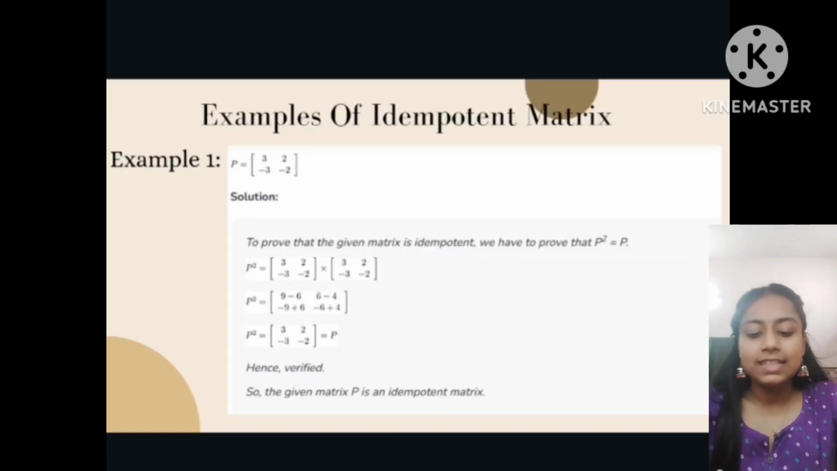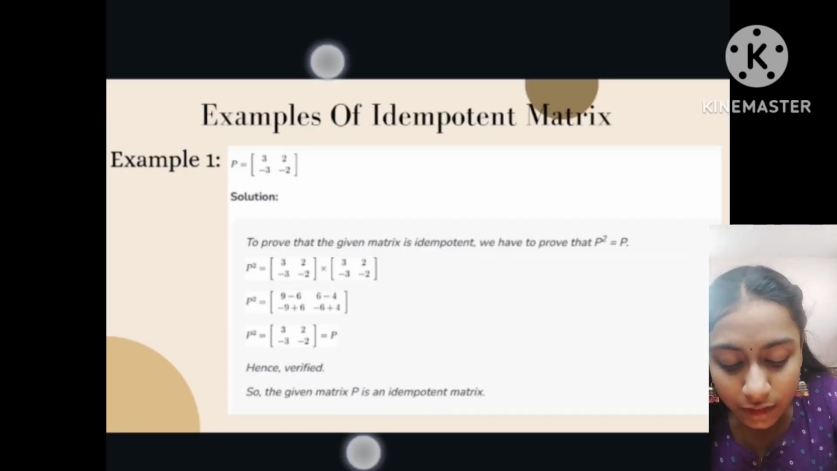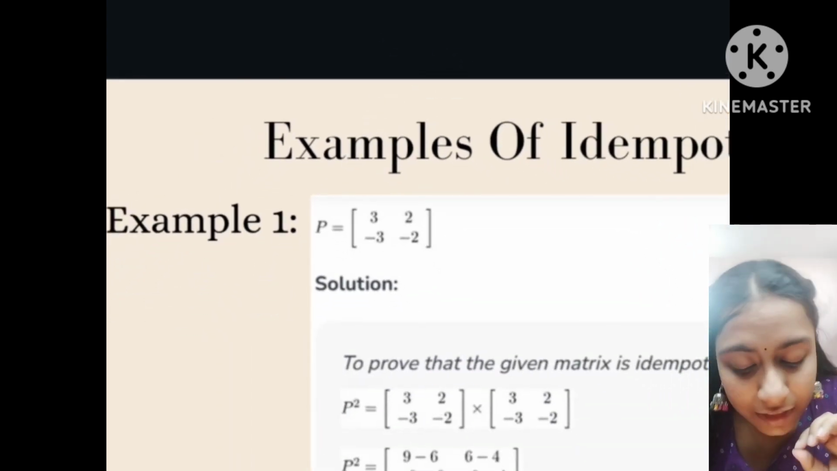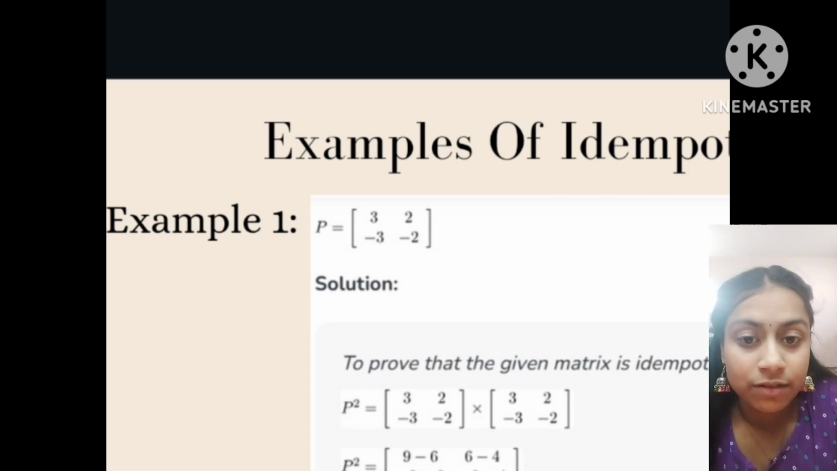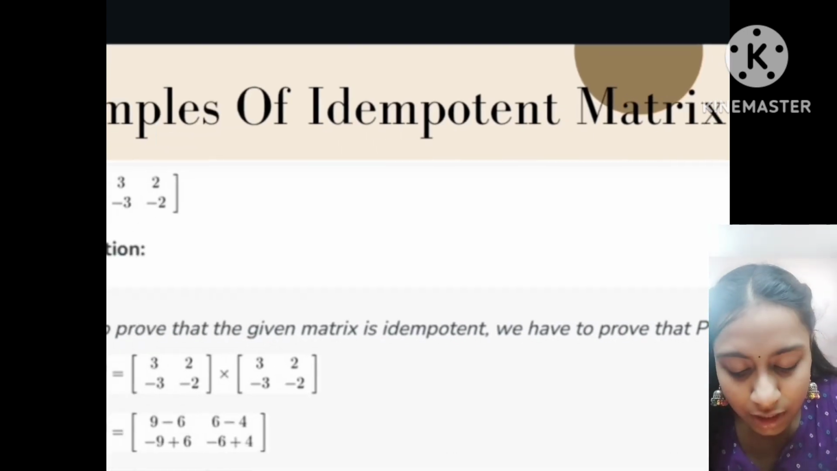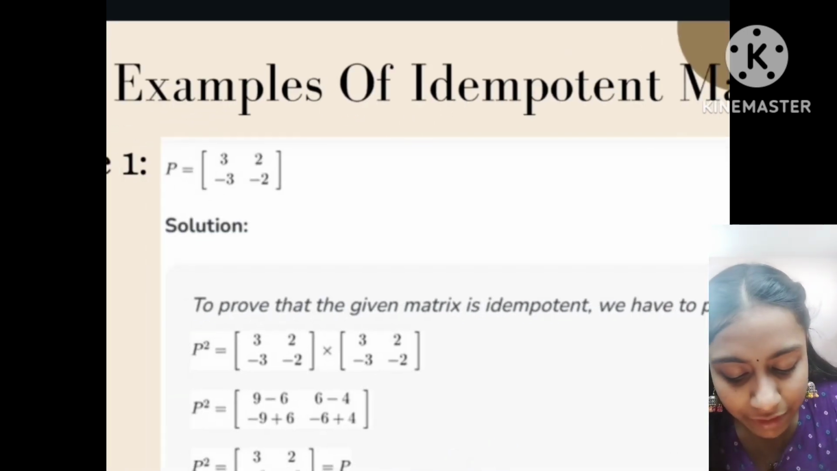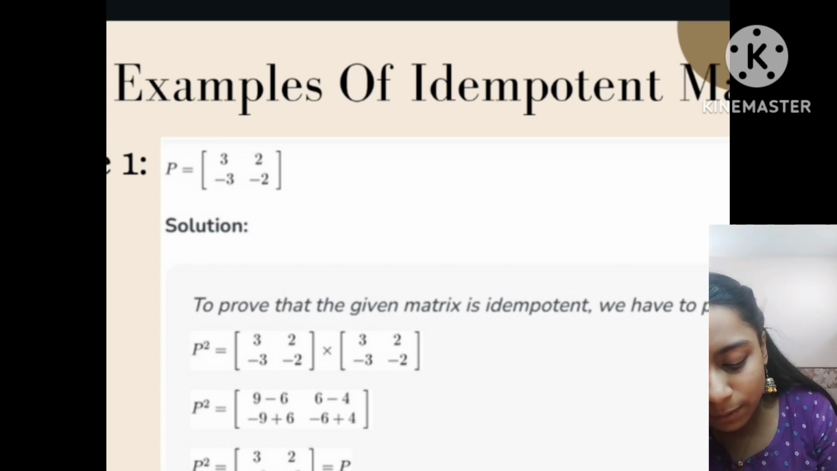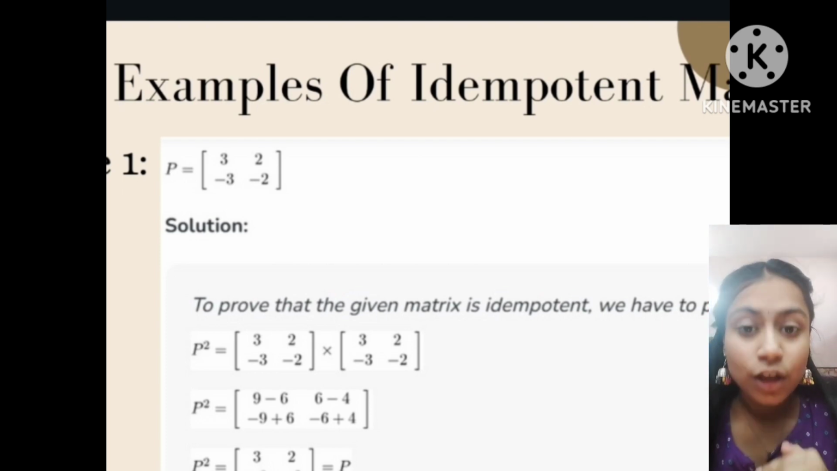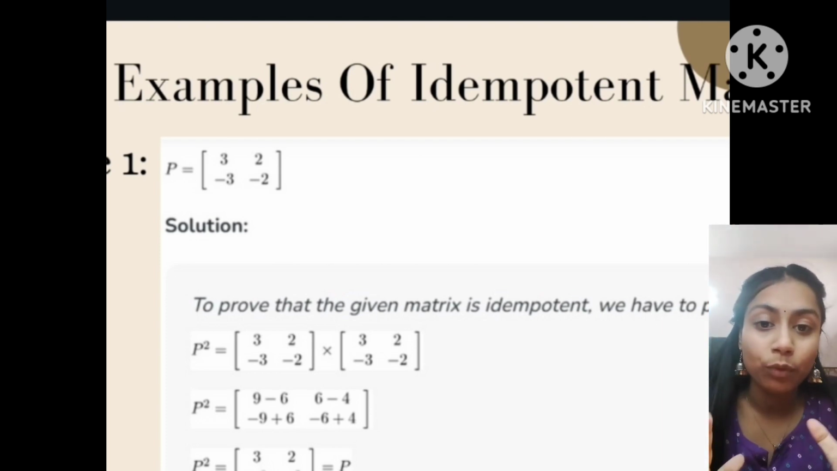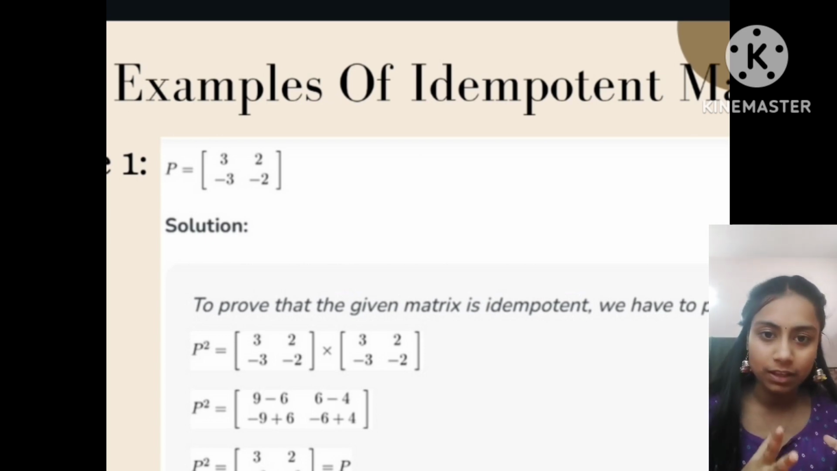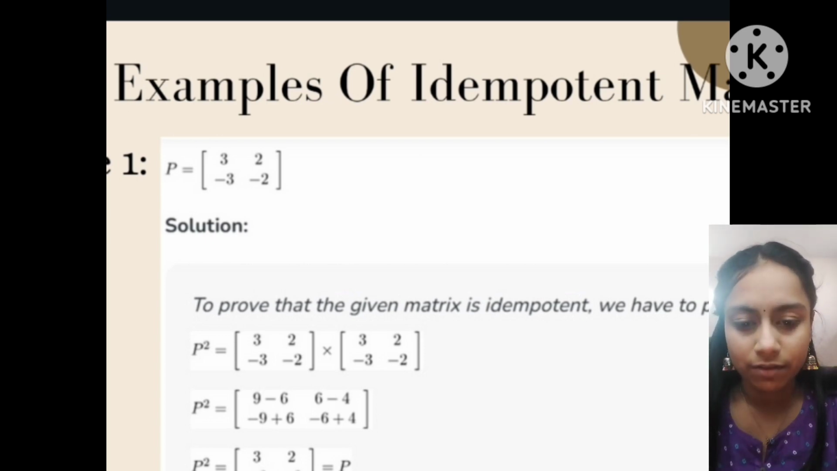So first we'll see the example of a 2 by 2 matrix. There the matrix is 3, 2, minus 3 and minus 2. To prove this matrix is an idempotent matrix, the condition is that we multiply the matrix by itself. When we multiply, we see we got P square as 3, 2, minus 3, minus 2, which is equal to P. So hence this is an idempotent matrix, because when we multiply P by P, it gives P. So hence verified.